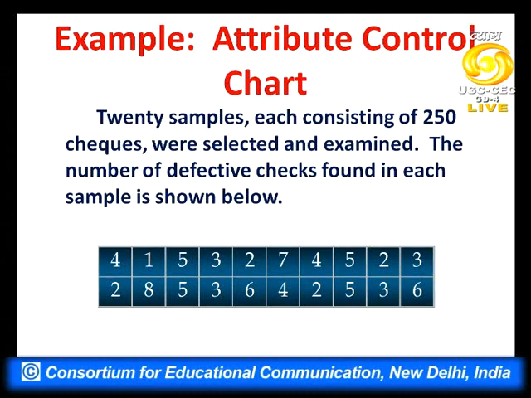Say we have 20 samples, each consisting of 250 checks, so each sample size is 250, and we have examined 20 such samples properly. The number of defective checks found in each sample is shown below. Here we have the readings available. There are 20 samples and the defective checks found are written here: 4, 1, 5, 3, 2, 7, 4, 5, 2, 3. The first 10 and then the next 10 are also written. So, 20 samples and their defectives are recorded like this. And now, we will have the control chart.